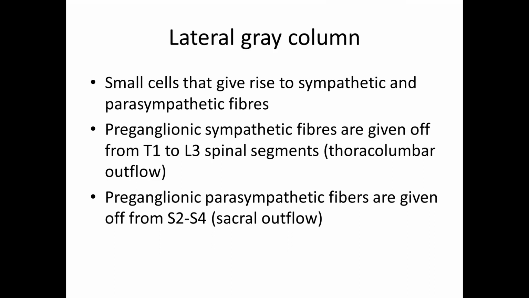All right. So you have learned about the autonomic nervous system earlier. Just go through that. You will have lectures in physiology also, right? So thoracolumbar and sacral outflows will have lateral gray column for sympathetic and parasympathetic cell bodies.